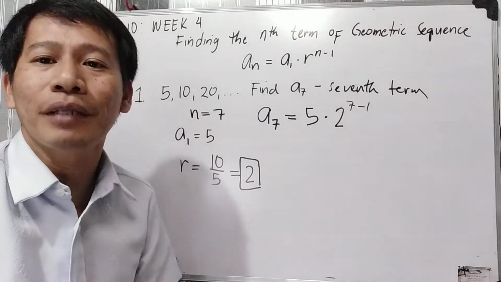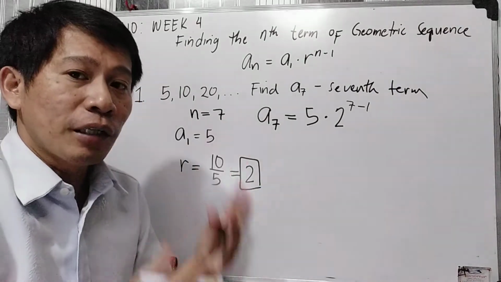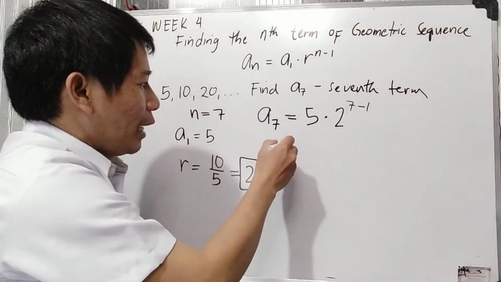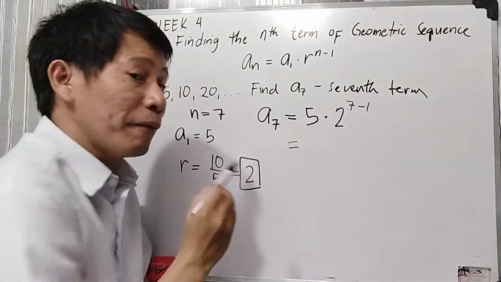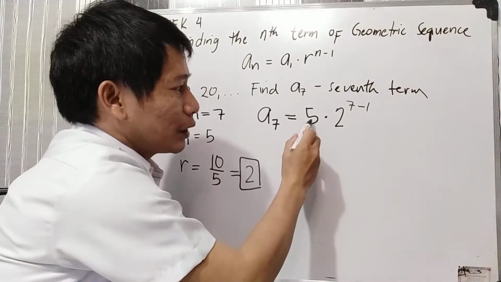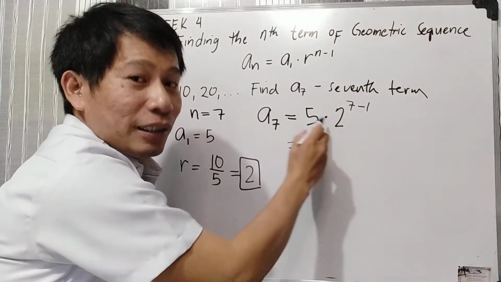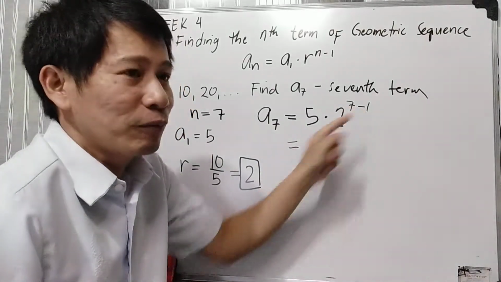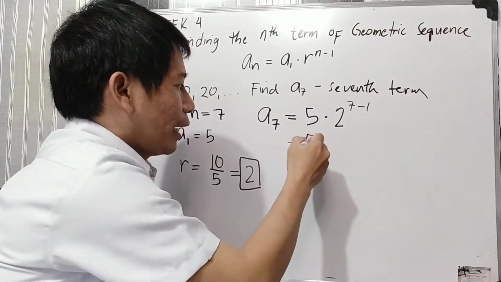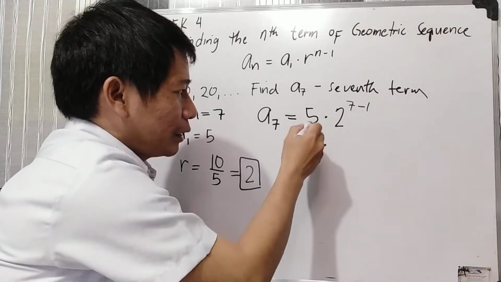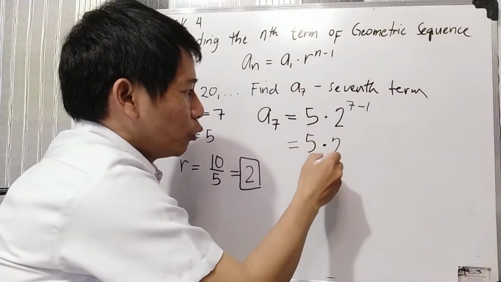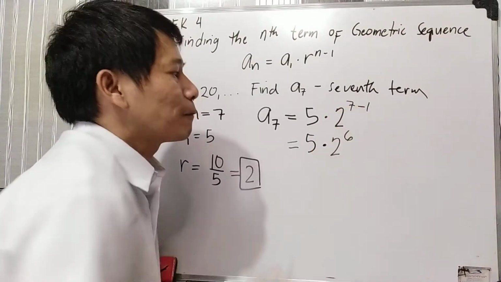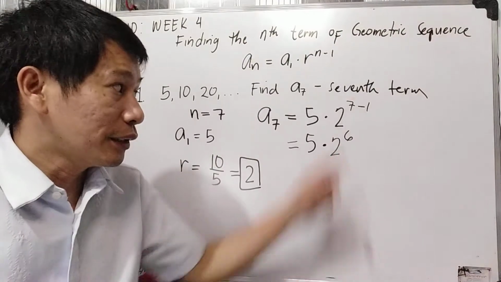What are we going to do next? We are now going to perform the operation, or simplify it. First, copy this 5. Remember, you're not going to multiply 5 times 2. That is wrong. You need to subtract first this 7 minus 1. So we have 5 times 2 raised to 7 minus 1, which is equal to 6. That is n minus 1.